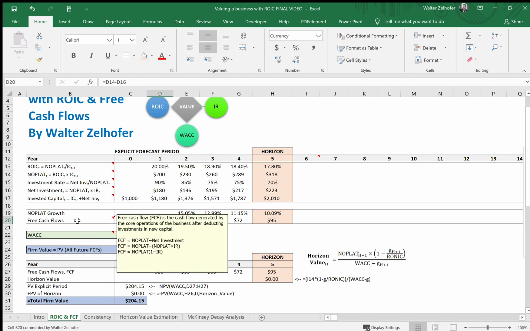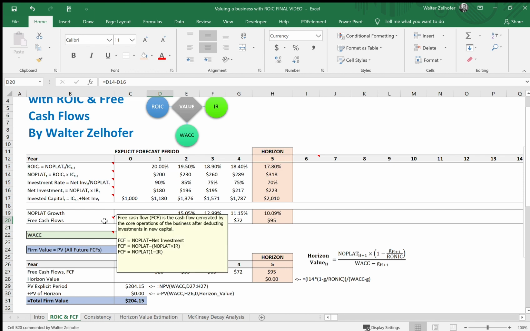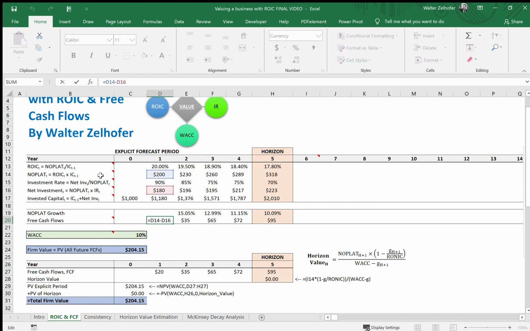And down here, we're calculating free cash flows. Now, free cash flows is the cash flows that the business generates after deducting investments in new capital, and you've paid your taxes and whatnot. And there's 3 ways to calculate free cash flows listed here in this little footnote. And so right now what I'm doing is I'm just taking the first formula right here, where you just take the net operating profits after taxes and you subtract your net investment, okay? So we earn some money, we put some money back into the company, whatever's left is called free cash flows. And those represent the cash flows available for distribution to all of the owners of the business.